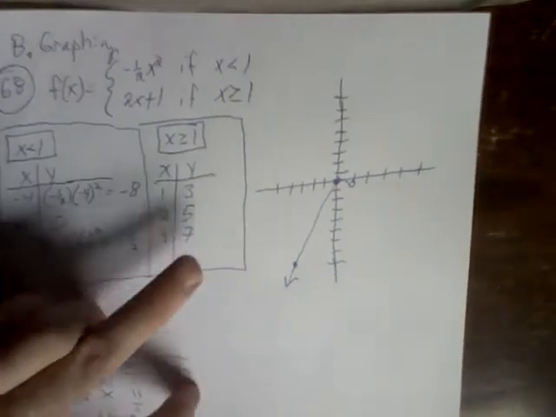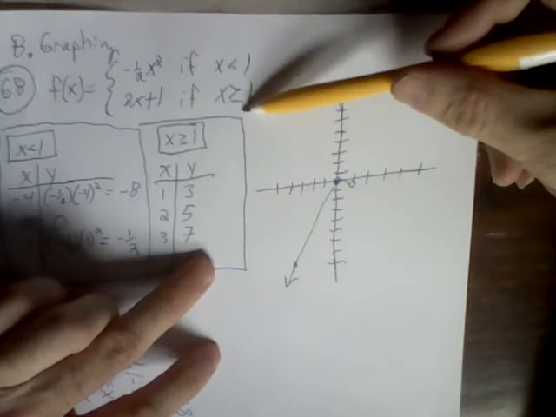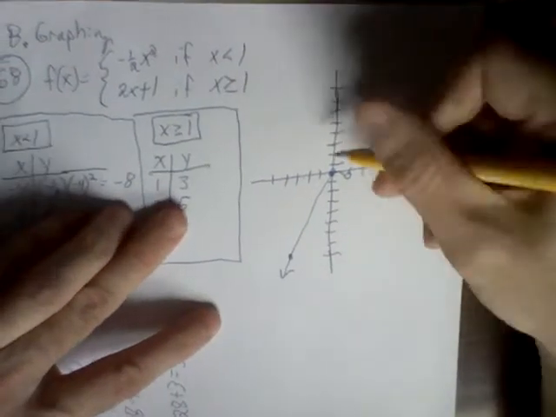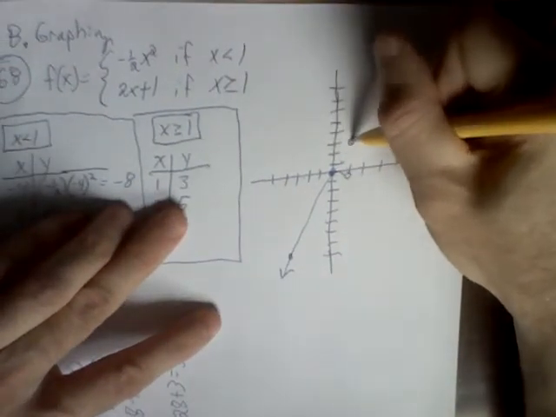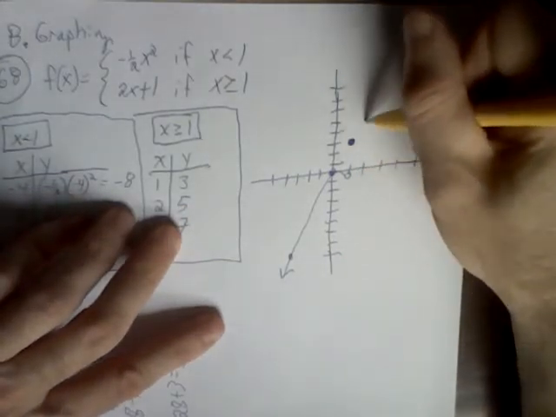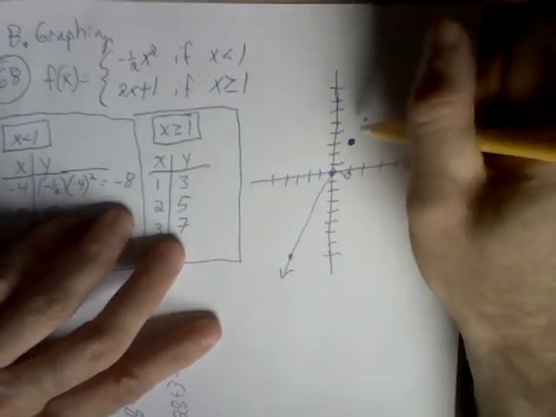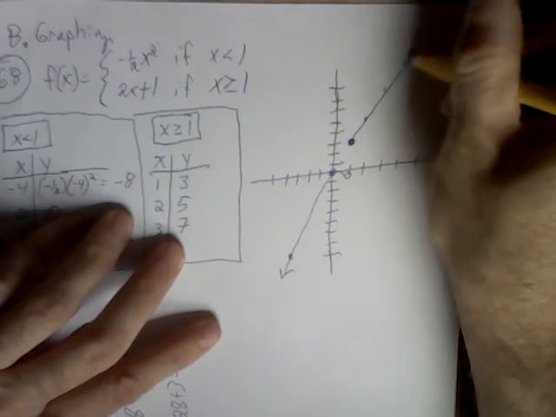Okay, now I need to graph this guy, and because it has the line underneath, I use a closed dot for the first point. So at 1, 3, I'm putting a closed dot there, just like that. And then 2, 5, and then 3, 7, and we have a straight line for that part of it.